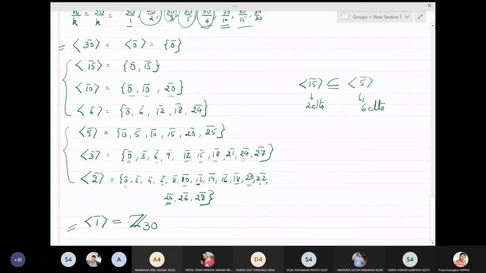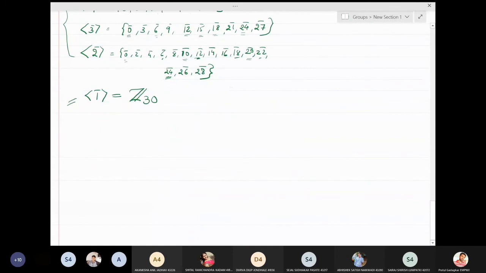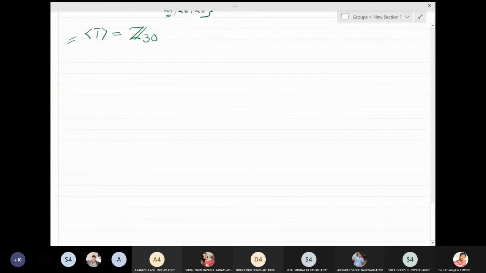So the simplest thing that I can draw in my Hasse diagram is what? First, I will draw the smallest person. Who is the smallest person? The smallest person is the subgroup generated by 0 bar. And the largest person is the subgroup generated by what? The subgroup generated by 1 bar.